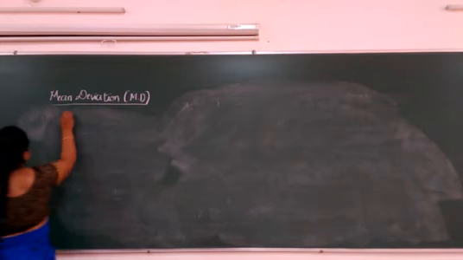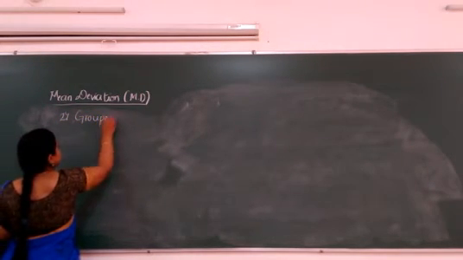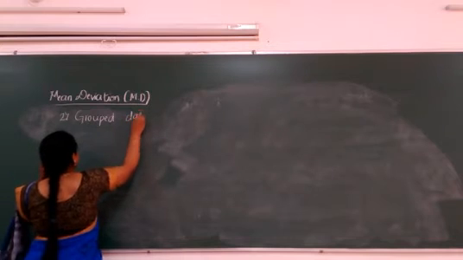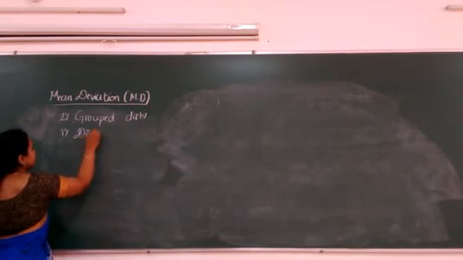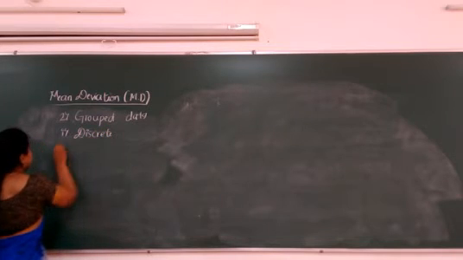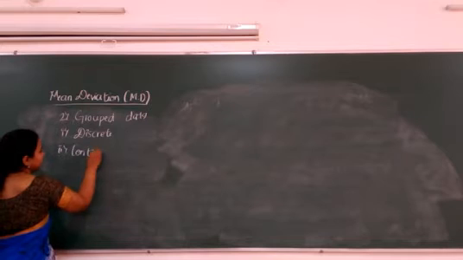So in grouped data we have two types of data: discrete data and continuous data.